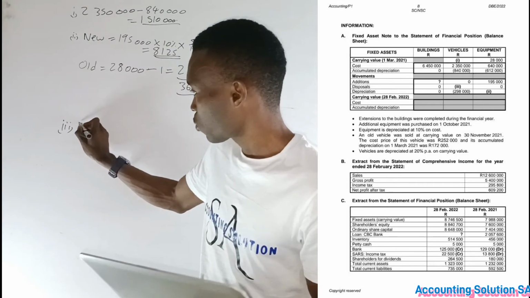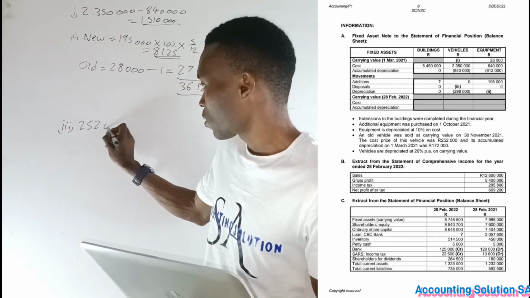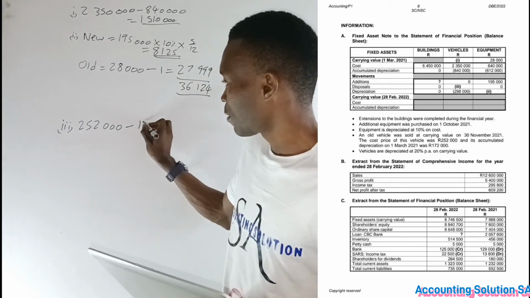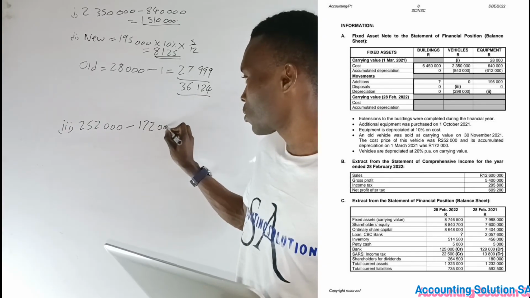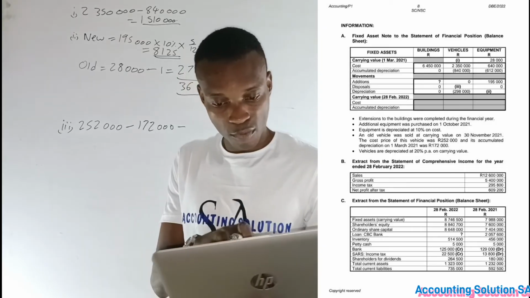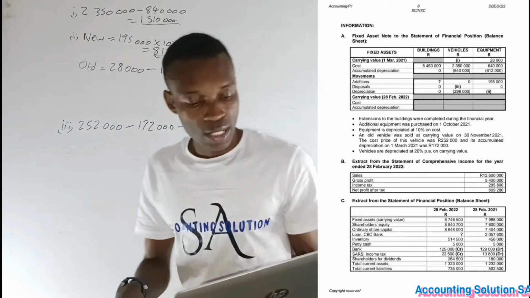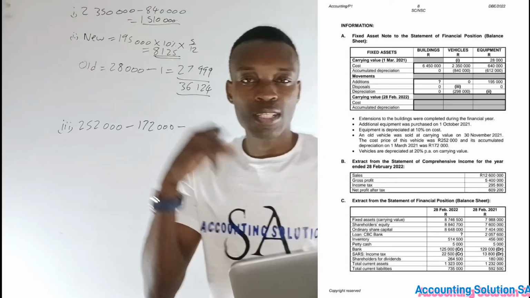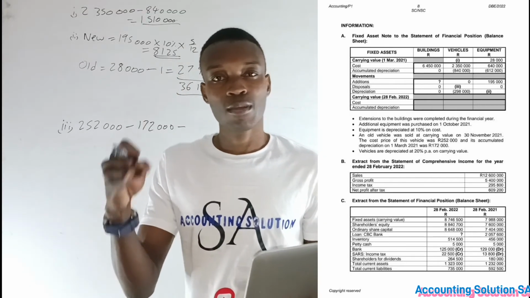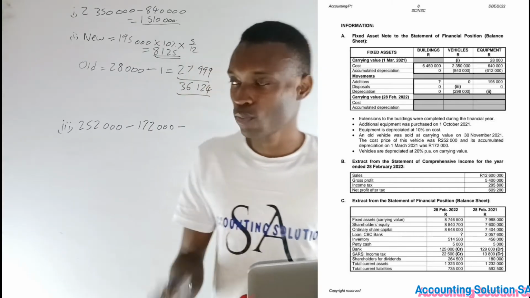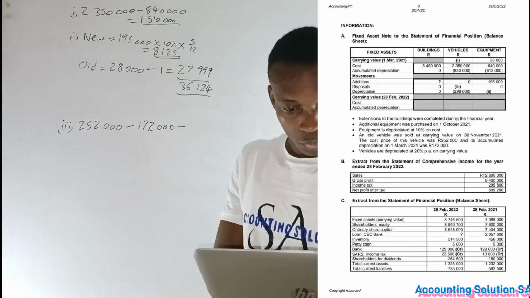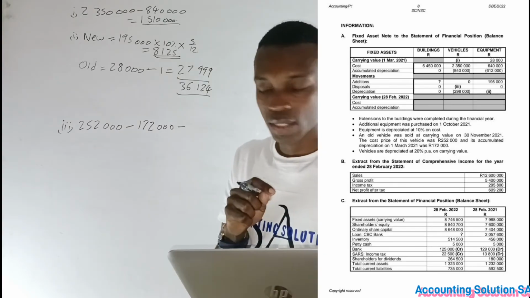Yes, we're gonna say cost of 252 minus accumulated depreciation of 172,000, but we have to subtract another depreciation so that we can get depreciation of 30 November, which means that from 1 March until November is how many months? March, April, May, June, July, August, September, October, November, which is 9 months, which means that we have to calculate another depreciation. Okay, how are we going to do it?